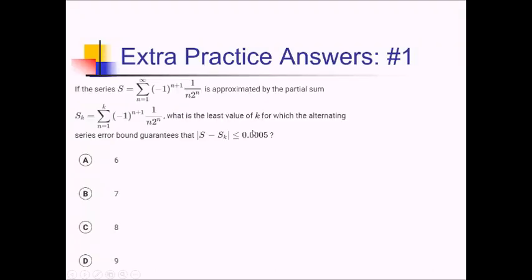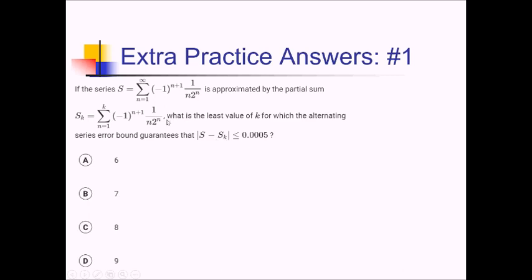For this problem, let's say we have this series here that's approximated by this partial sum. Notice that the series and the partial sum are pretty much the same, except in the partial sum, we're only going to k, which is some constant, instead of infinity. So we want to find the least value of k for which the alternating series error bound guarantees that |s - s_k| is less than or equal to 0.0005. So we're trying to guarantee a maximum error of 0.0005 basically.